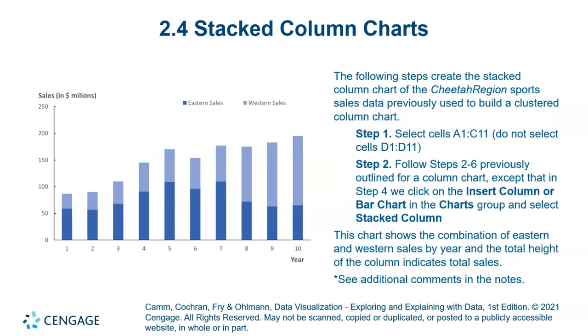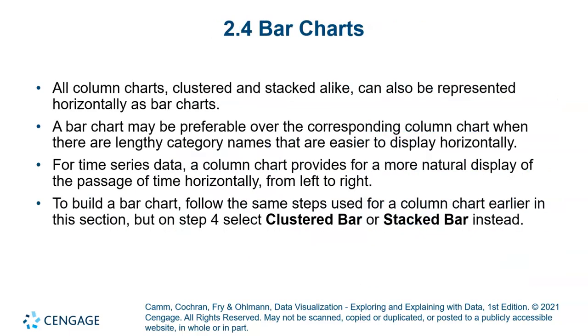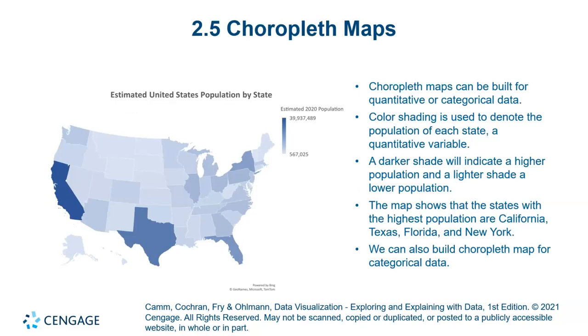Stacked column charts show half of the column as one thing, for example eastern sales, and the other part below showing the western sales, or vice versa. Bar charts are also very useful, and people use them very extensively.